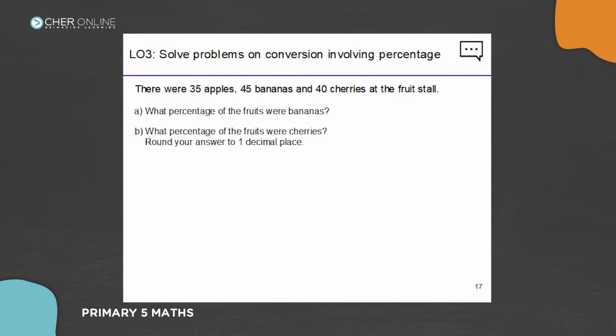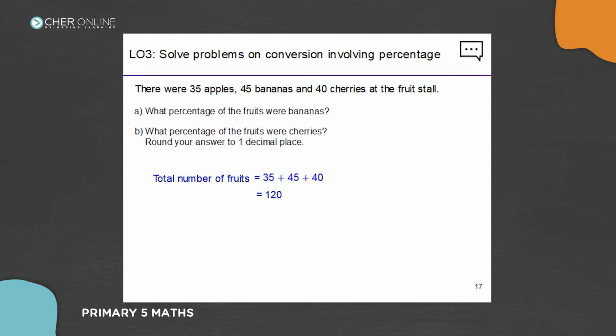Well, what percentage? I know it's 45 bananas, but does 45 bananas directly mean 45%? What else do we need to check? You have to check what is the total. Because we are looking at a percentage of the fruits, the total amount of fruits. So the first thing that we need to find is the total number of fruits, which is by adding them all up first. Which is 120.